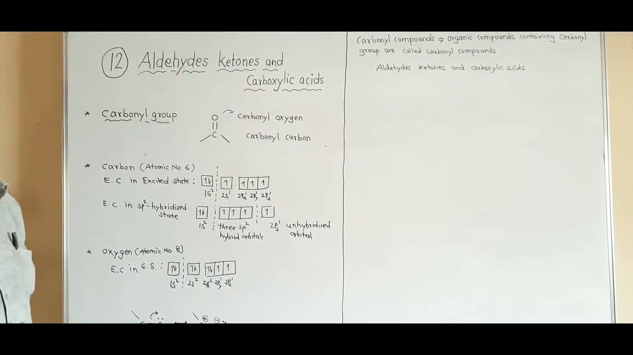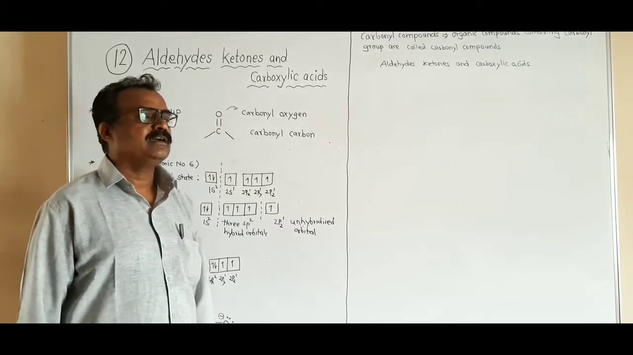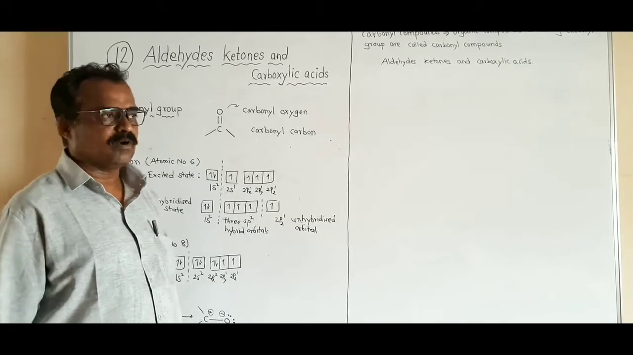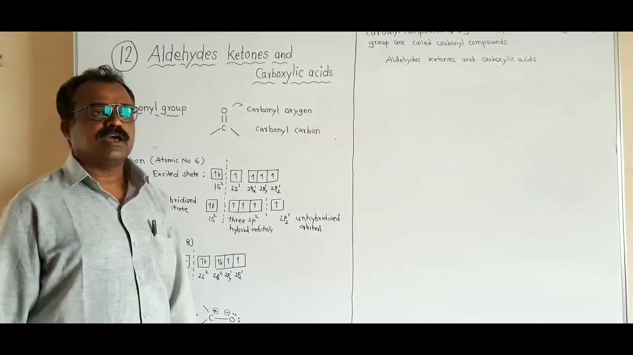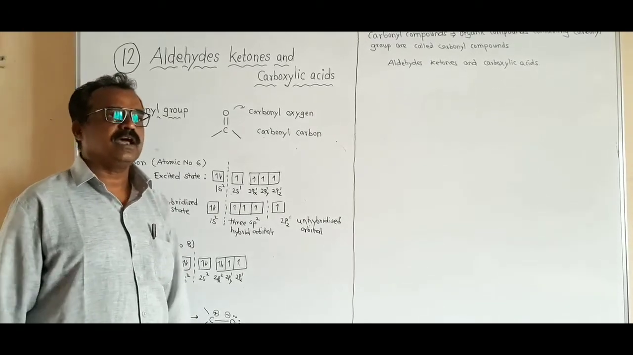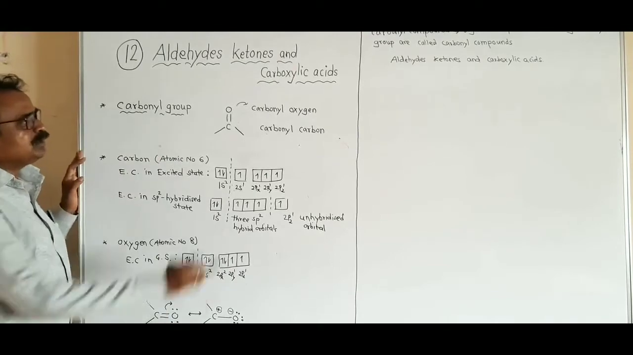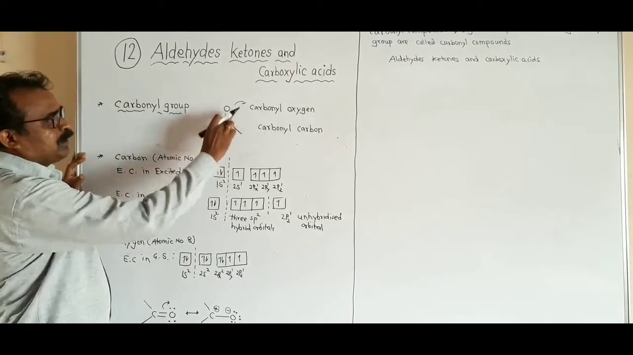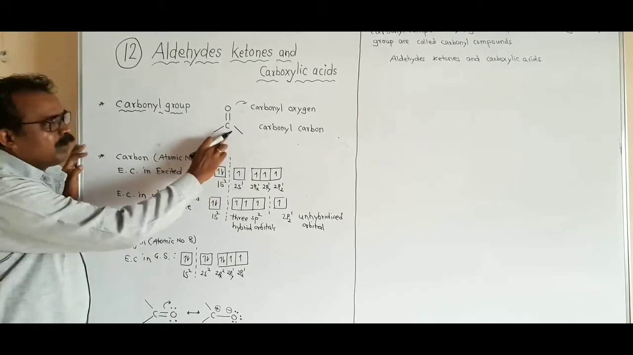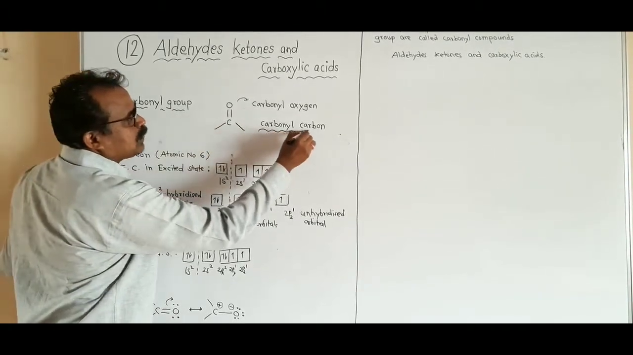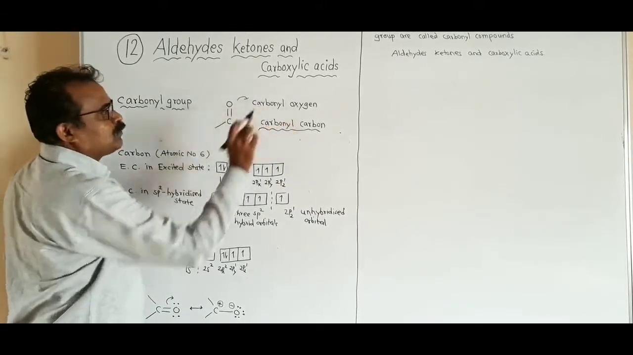Today we are going to learn about chemistry chapter 12, aldehydes, ketones and carboxylic acids. In the previous topic you learned about organic compounds containing a carbon and oxygen single bond. In this topic we are going to learn about organic compounds containing a carbon and oxygen double bond, called the carbonyl group. In this carbonyl group, carbon and oxygen are joined by a double bond. This carbon is known as the carbonyl carbon, and this oxygen is known as the carbonyl oxygen.